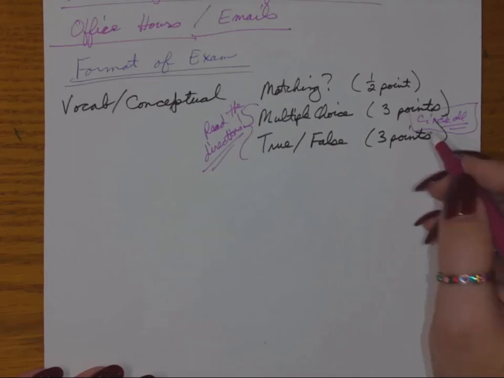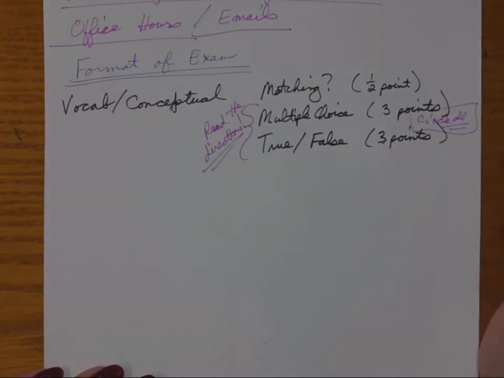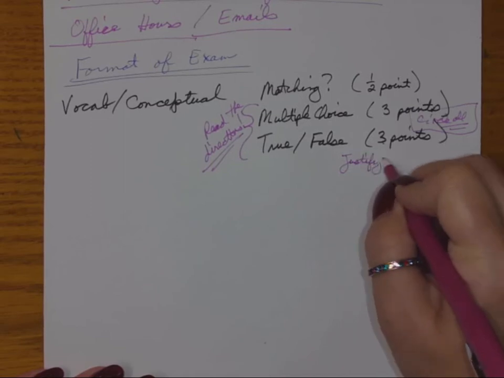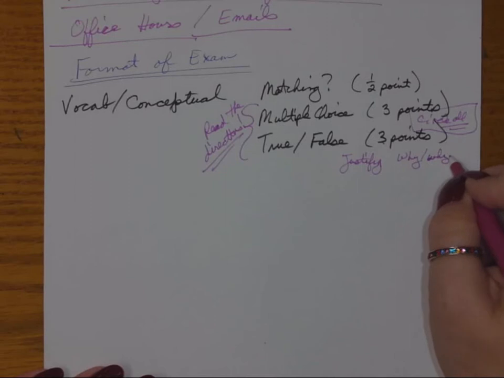Okay, true-false, what about those? Well, it's not just enough to circle true or false and move on. You're not going to get but maybe a point's worth of credit out of a 3-point question. They will also say, justify your answer, or tell why or why not.